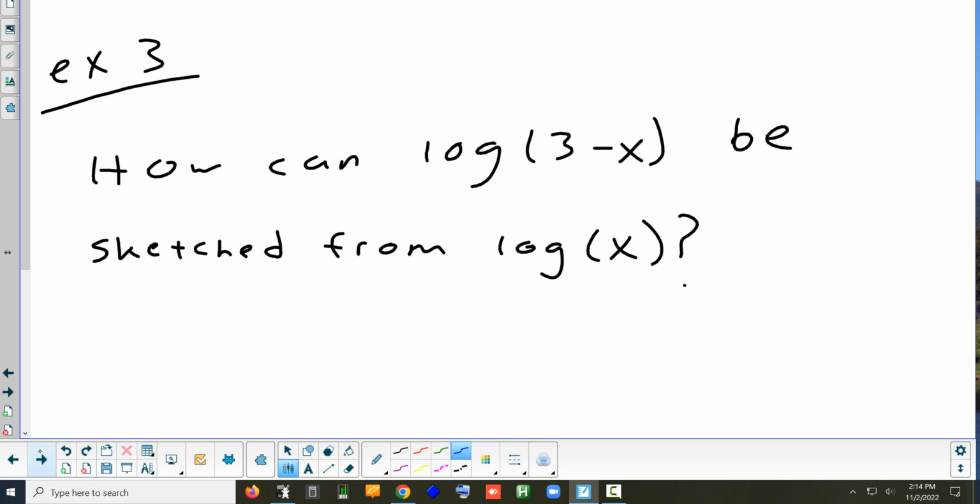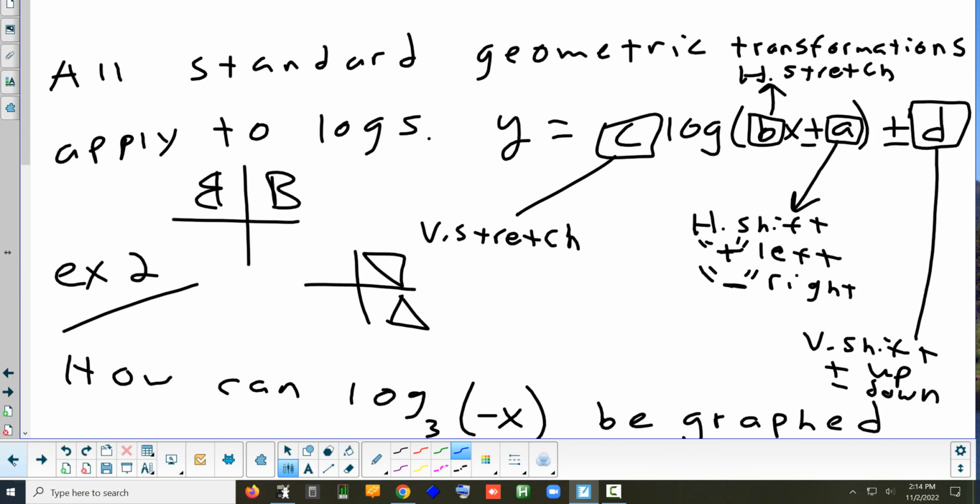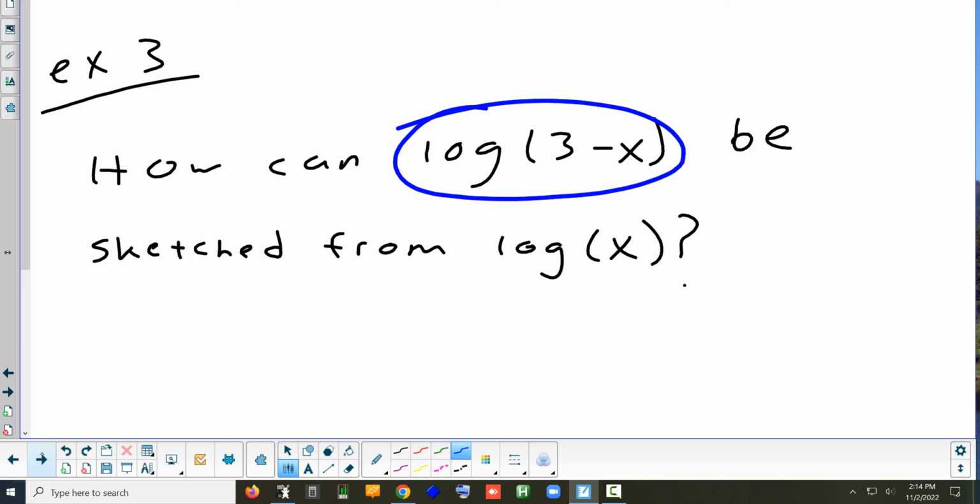Now, when I look at that one right away, there's something I don't like about how that's written. Look at the way that I did it. That's how the argument should look: Bx plus a. That one doesn't look that way. So first step, could somebody tell me how I fix my argument so it looks like what I showed? Yeah? It should be negative x plus 3. Right, it should be negative x plus 3.